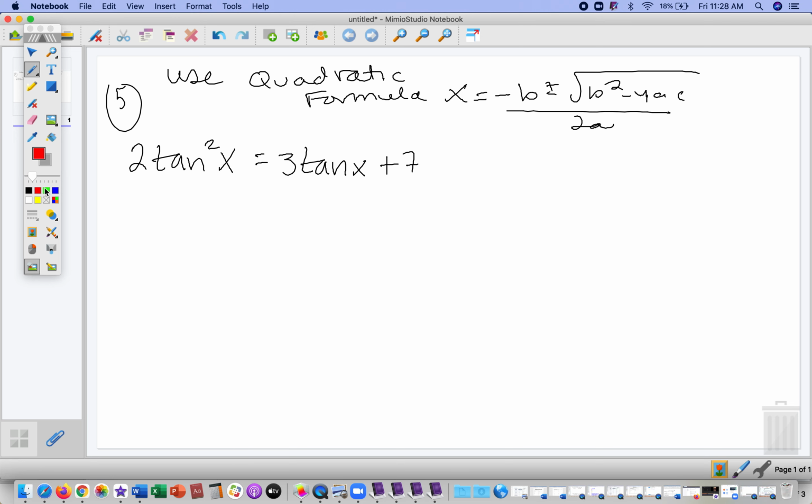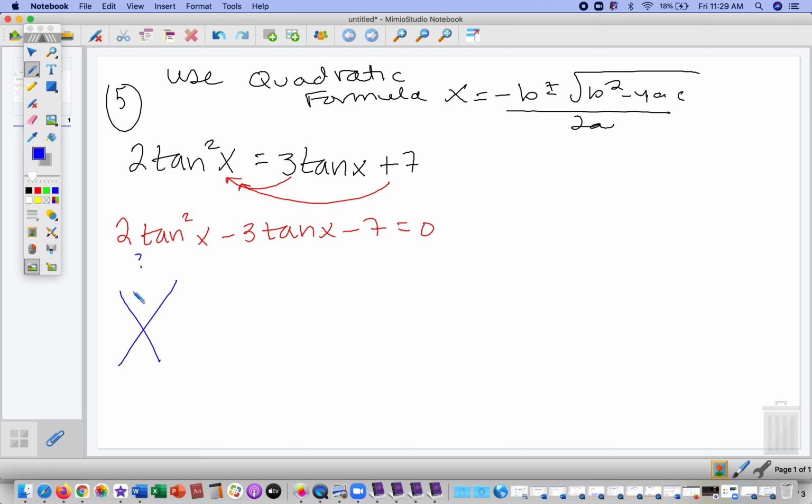Well, first step is I always like to have a positive a value, okay? If this, for example, was a -2, I would move the 2 tan to the other side. That's really more for factoring, okay? But I'm going to move everything over here by tan. So I have 2 tan squared x minus 3 tan x minus 7 equals 0. Your first thought should be, can I factor? Is there a combo that multiplies to ac, so 2 times -7 or -14, that adds to b? b is -3, right?